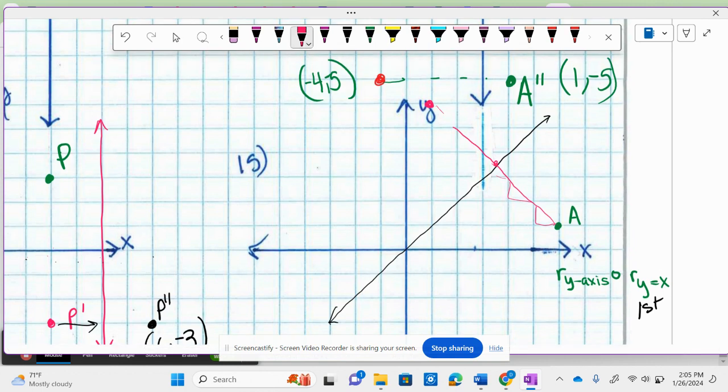Are you guys seeing what I'm talking about when I'm talking about the distance, how I'm counting that? So yeah, it's at 1, 6. But then I have to do what? Then I have to reflect it over the y-axis, right? Reflecting it over the y-axis. So that's going to become negative 1, 6. Negative 1, 6.